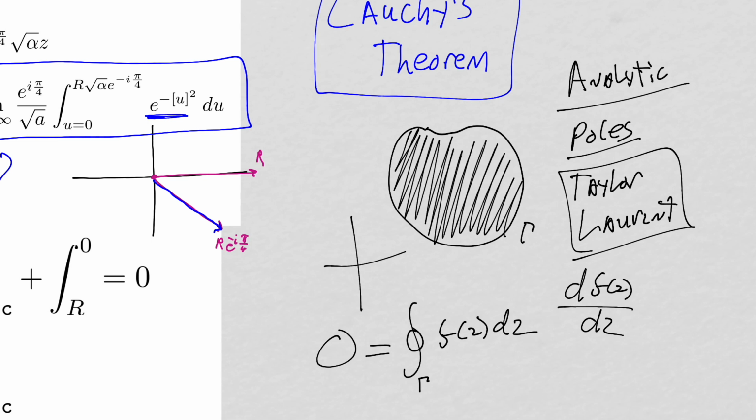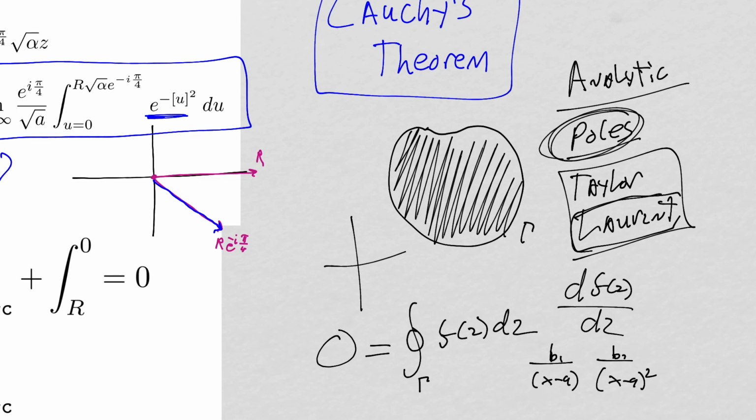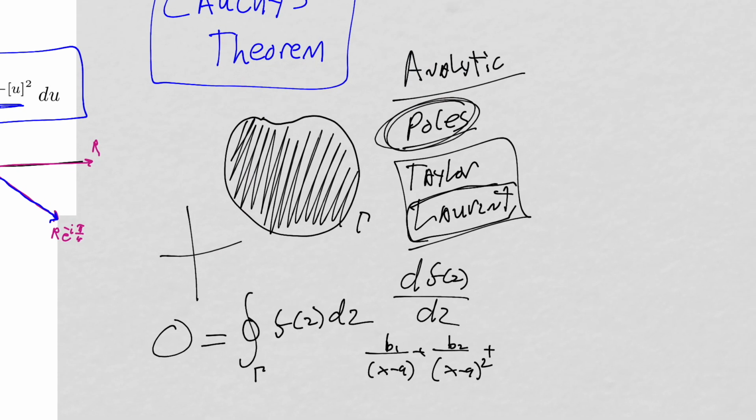Where f of z is not analytic, it has some kind of pole. And those are captured not in a Taylor series, but in a Laurent series. And a Laurent series is just like a Taylor series, but it includes terms like 1 over x minus a, and then 1 over x minus a squared. I guess I should write b1, b2, all the way to as many as you need. Often it terminates, sometimes it doesn't. When it doesn't terminate, you have different kinds of singularities. You have essential singularities if it doesn't terminate, and then you have poles of order 1, poles of order 2, etc. if it does terminate.